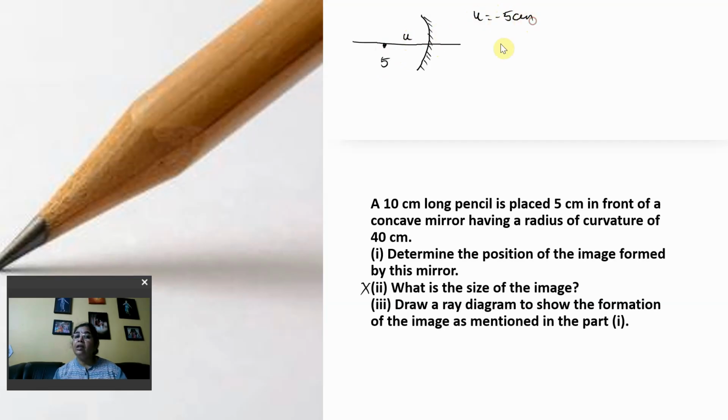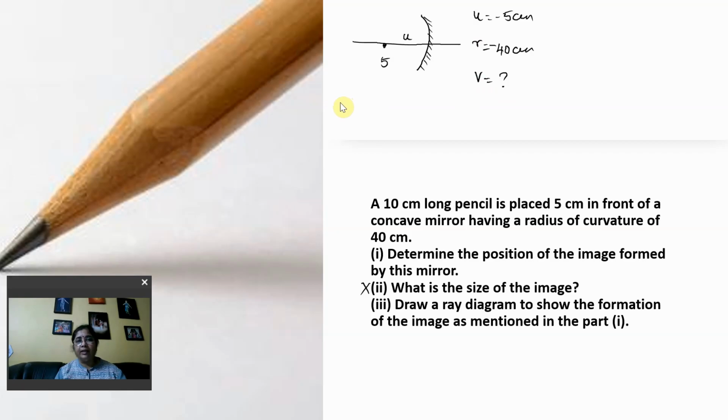Why is it minus 5? It is minus 5 because it is on the other side of the mirror. We also have the radius of curvature r, which is equal to 40 centimeter. This is also minus because it is also on the left side, because when I complete a sphere here, the radius will also come this side. So r is minus 40. I need to find out the position of the image, which means I need to find out v.